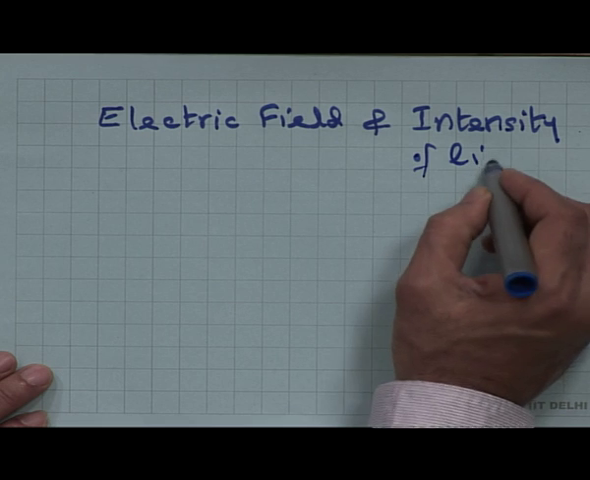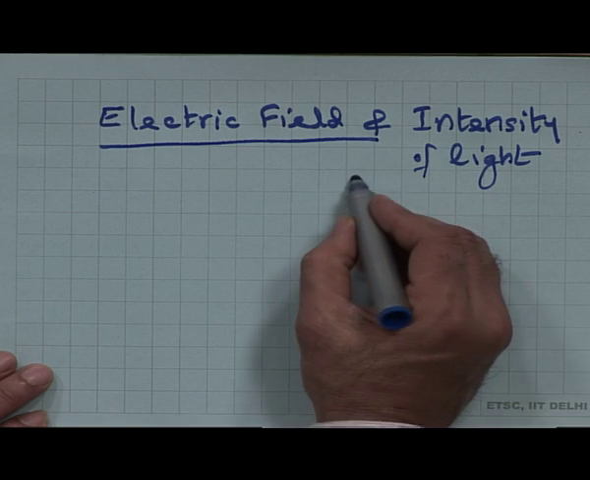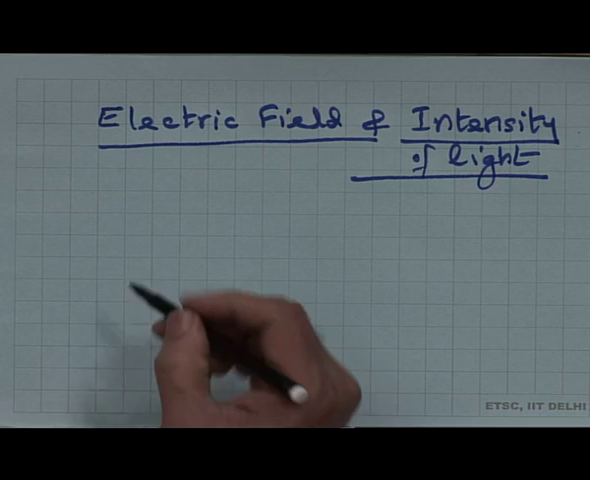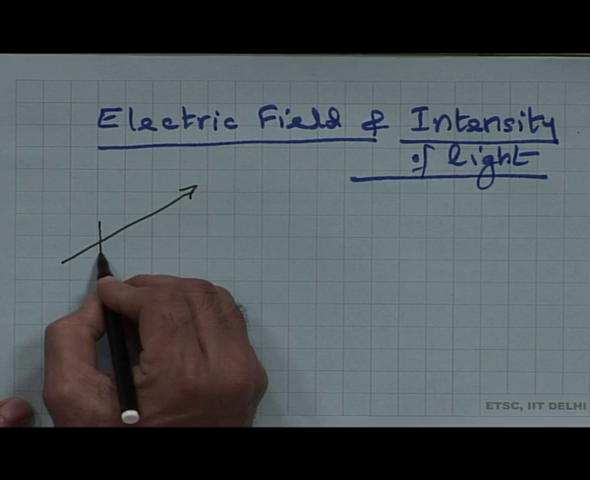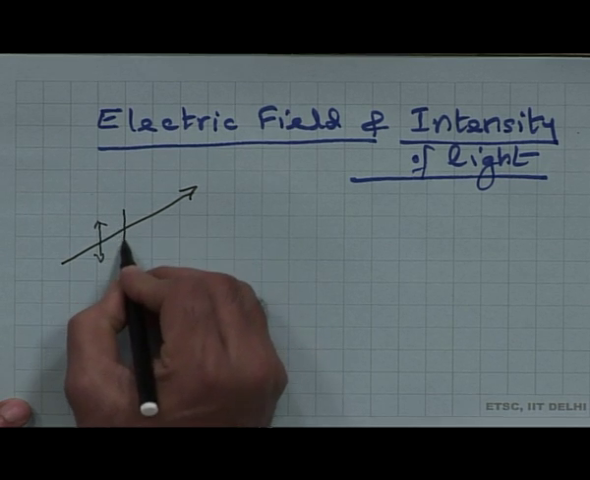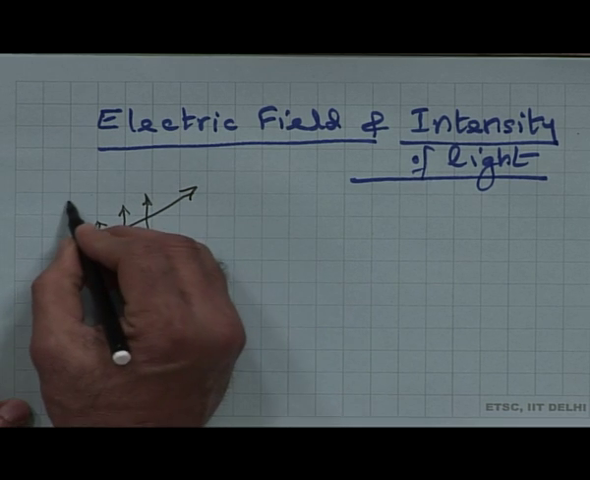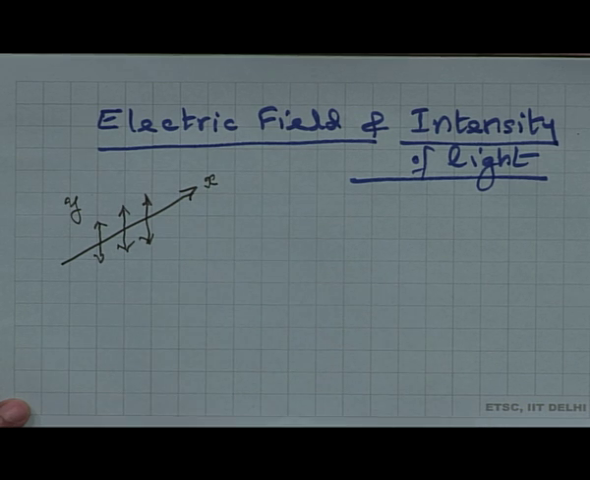Of light. Consider light propagating in this direction and it is polarized in this direction, that is a Y polarized wave. So, this is Y polarized, and X is the direction of propagation.